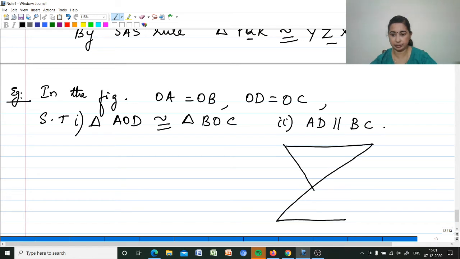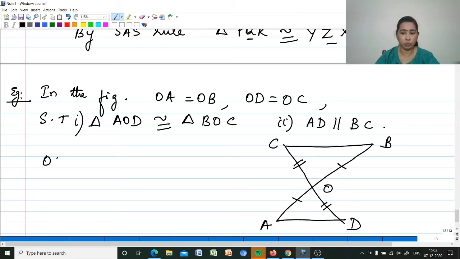This is the figure given. This is AD and O, this is BC. According to the question, given that OA is equal to OB, these two are equal sides. OD is equal to OC, these two are equal. Then we have to show that triangle AOD is congruent to triangle BOC. So we have already OA is equal to OB.